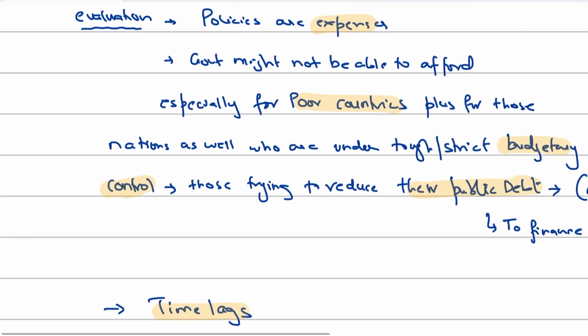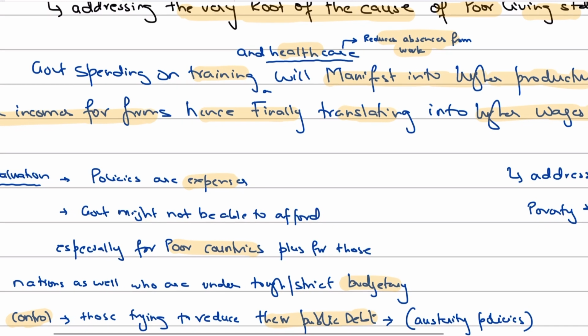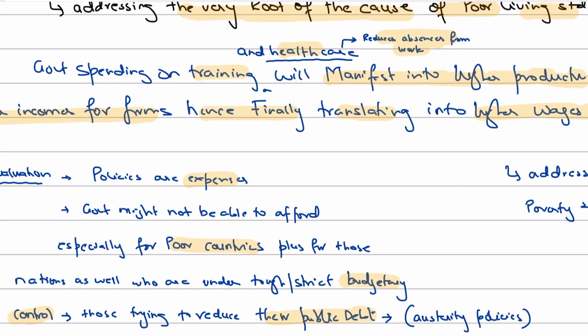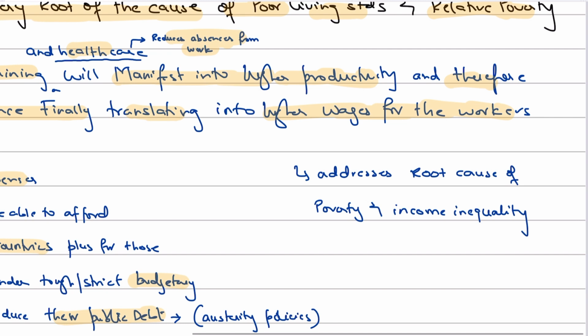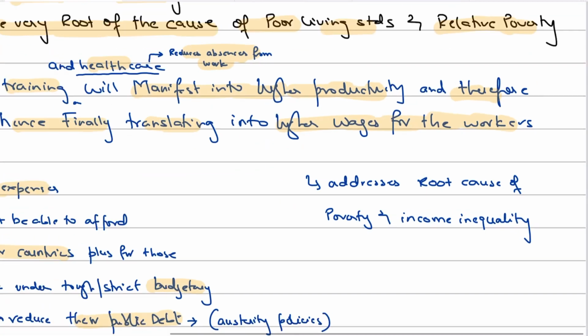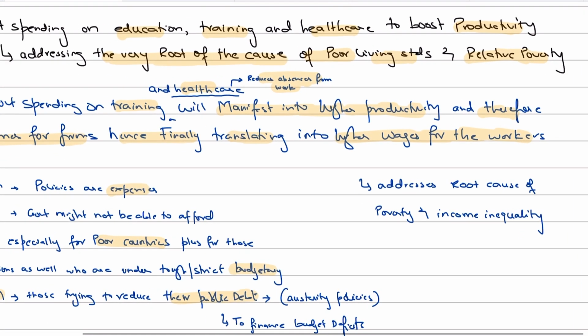Also, there are time lags involved, which means that it takes time. Explain what time lags mean. It takes time for spending on training, healthcare, and education to actually boost productivity, and then to finally translate into higher incomes. It won't happen in the short run. It will definitely happen, but it will take time, in the long run. So this might not be a good policy to reduce income inequality in the short run, but it is a good policy for the long run, right? Also, do mention the fact that these policies regarding spending on education, healthcare, and training are addressing the root cause of poverty and income inequality.